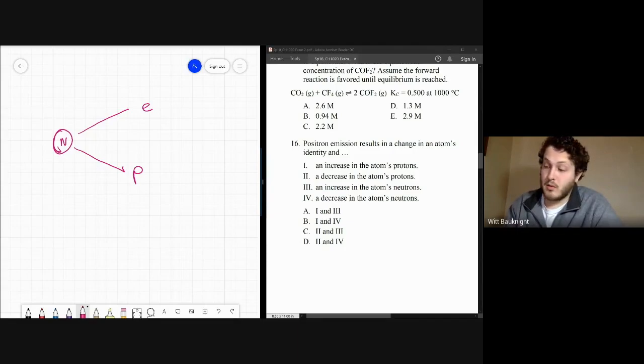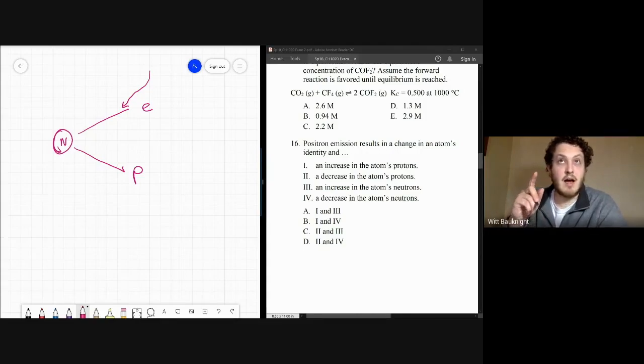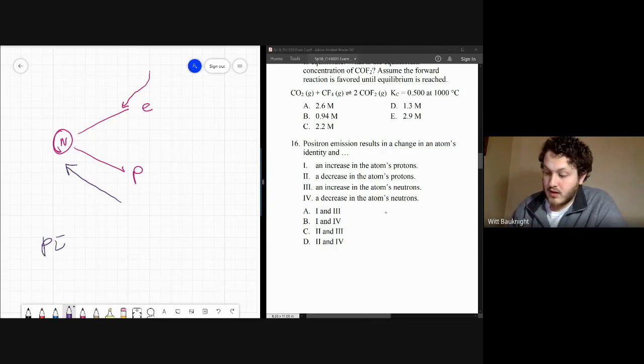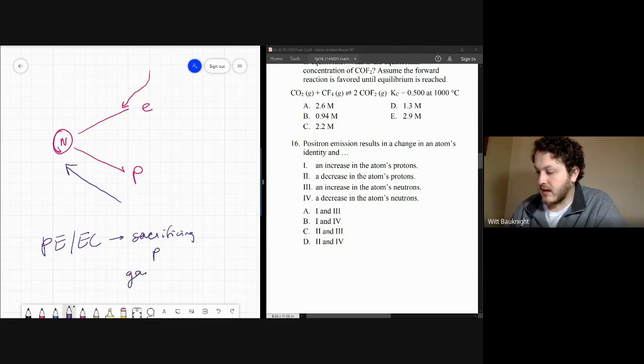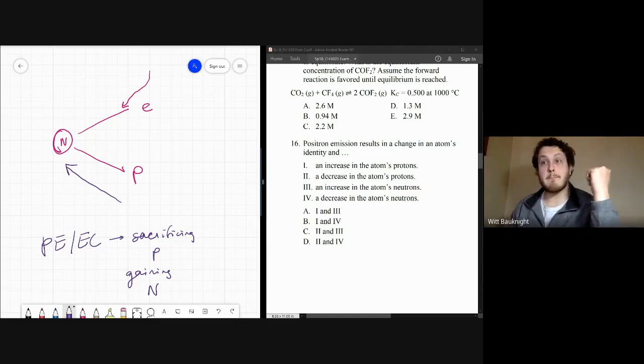So when we're able to bring in an electron, which is the same thing as electron capture and positron emission, it's like we are forcing the reaction in this way. So for positron emission / electron capture, we are sacrificing a proton and gaining a neutron. And the opposite is true for beta decay.